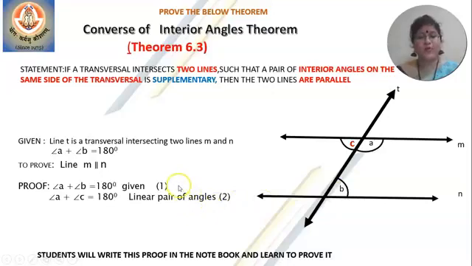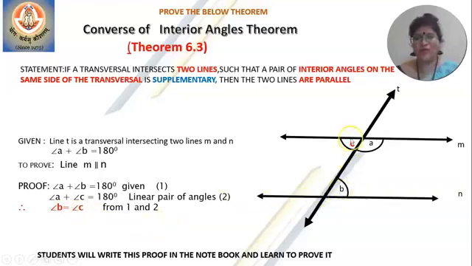Now compare statement 1 and 2. A plus B is 180, A plus C is 180. If the right hand side is equal, what happens to the left hand side? The left hand side will also be equal. That means A plus B is equal to A plus C. So don't you think A and A cancel? So when A and A cancel, what do you get? You get B equal to C from 1 and 2.